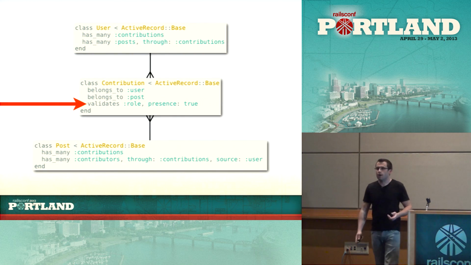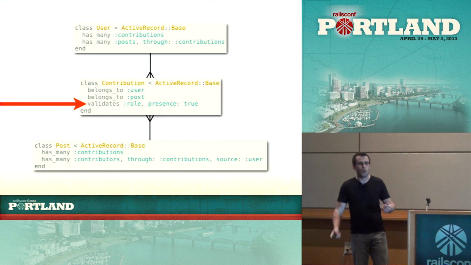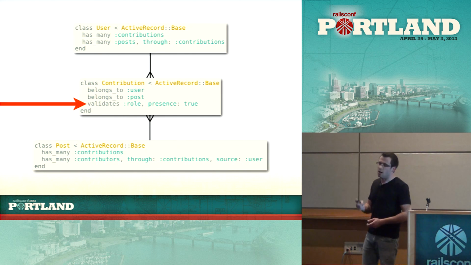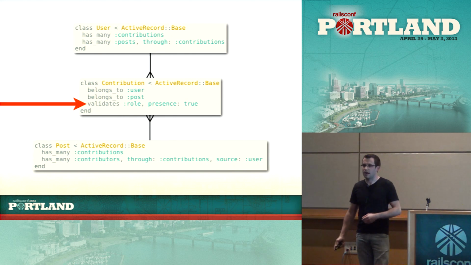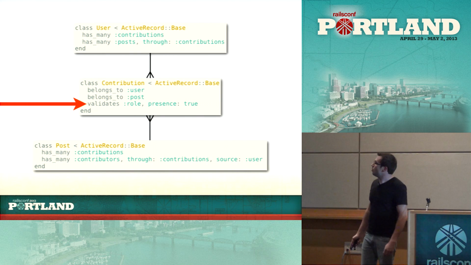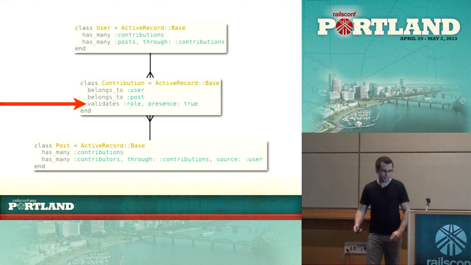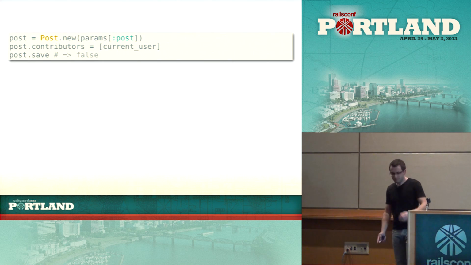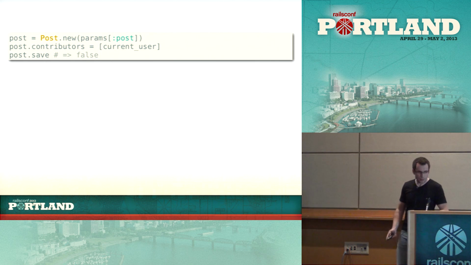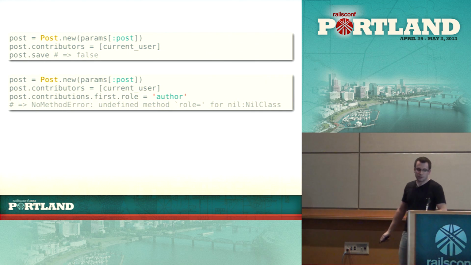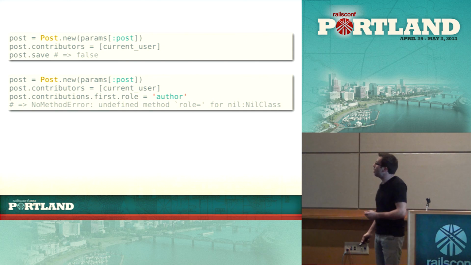So then maybe you learn that you want to have multiple roles on a post. Maybe you have an author and an editor and I don't know what else, right? So you learn how to do has many through. And so you have this rich join model that has a role, and you validate the presence of that role. Now, of course, right away you say, OK, I'm going to create a new post, and I'm going to set that current user. And it fails. And you say, oh, well, it fails to save.